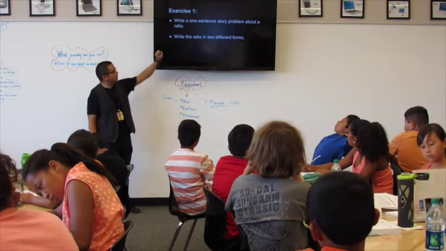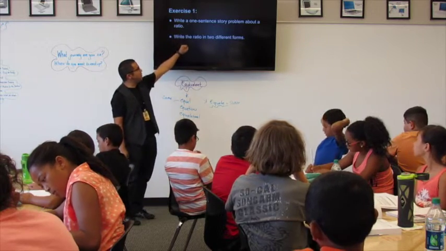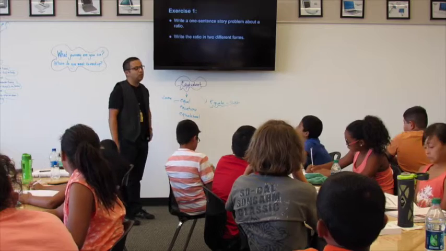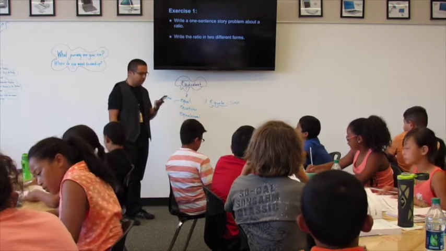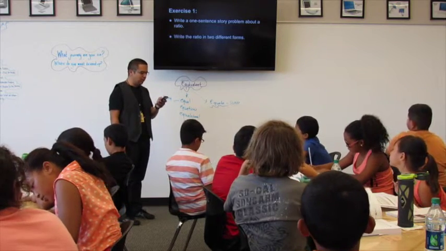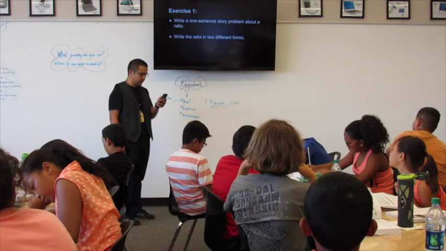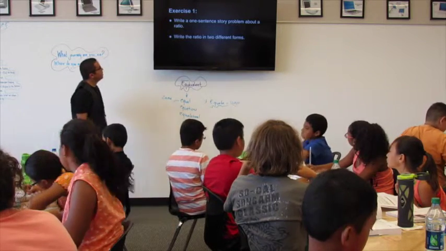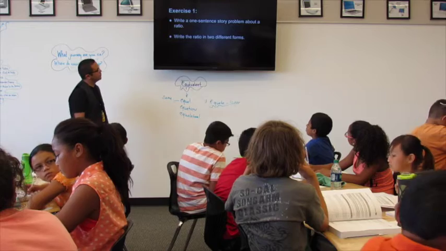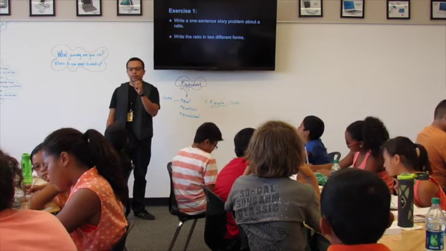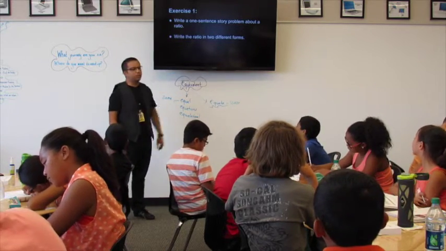I want you to think the same thing. So write a one-sentence story problem about a ratio. I'm going to give you 2 minutes to do that. If you're done, go ahead and share your story problem with your partner. Starting now. And then you have to include numbers too. So write the ratio in 2 different forms.